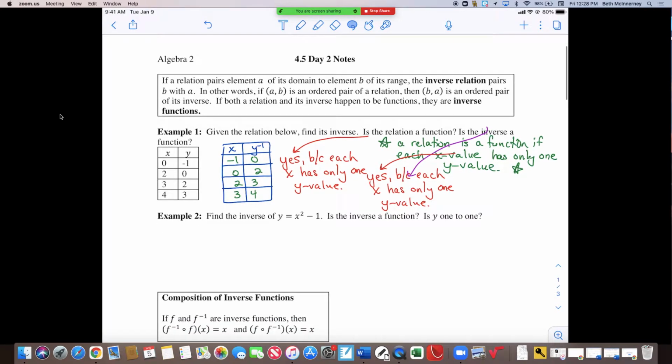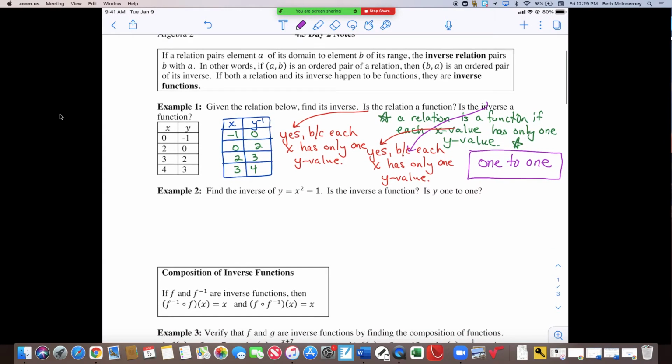Okay, so if the relation and the inverse are functions, what do we call that? 1-to-1. So if the original is a function and the inverse is a function, we call it 1-to-1. We learned this yesterday, so I'm just recapping what we did yesterday. We're going to do one more recap from yesterday before I take us into the new stuff.